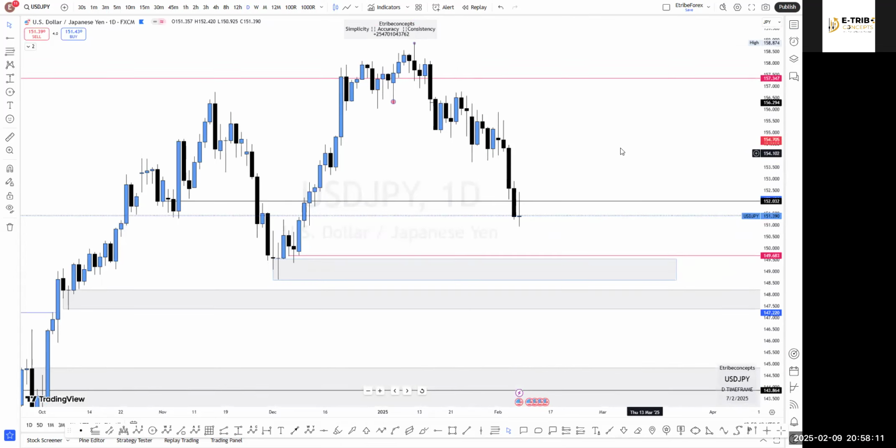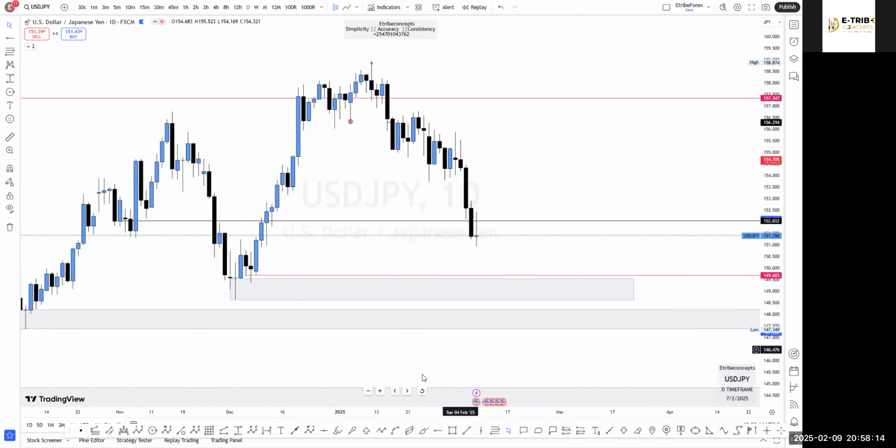USD JPY. I need to see price coming to around 149, and I'll continue buying. That is on the USD JPY.